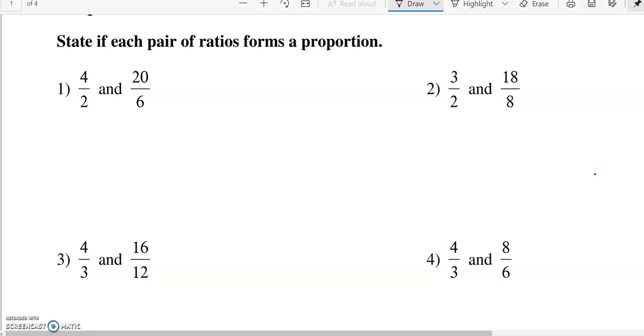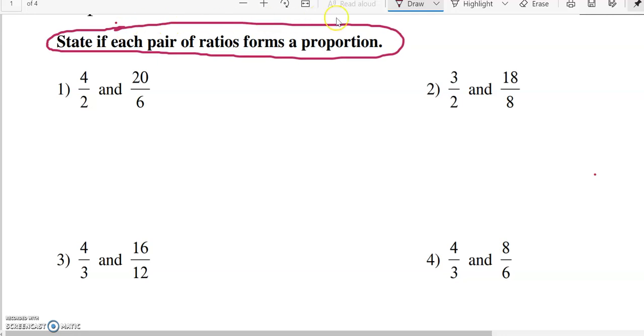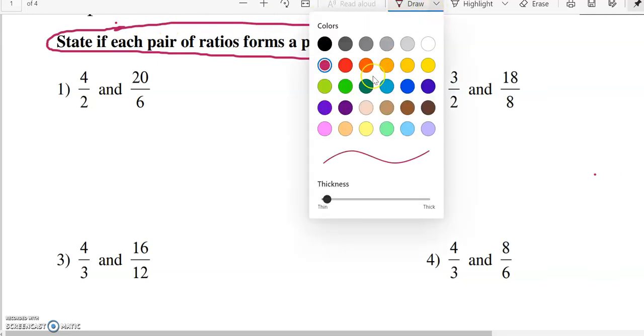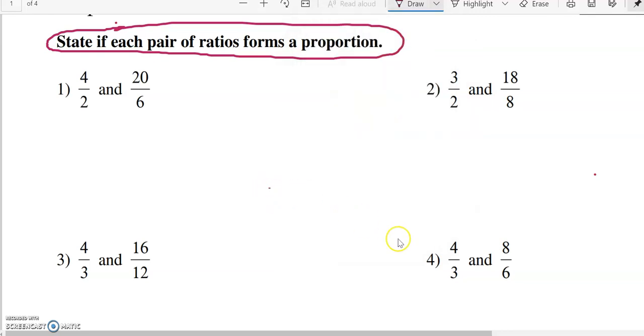Our question number 1 says, state whether each pair of ratios forms a proportion. Always remember, whenever I say copy the question, it means I want you to copy the part which is in words. So you have to copy that part. Okay, now this question is asking us to find out whether these ratios form a proportion.